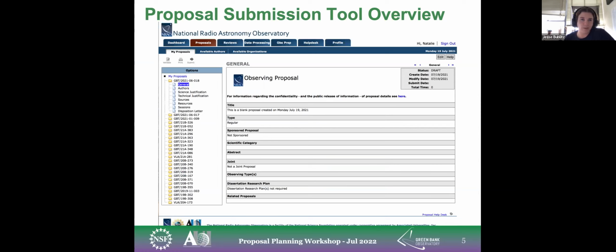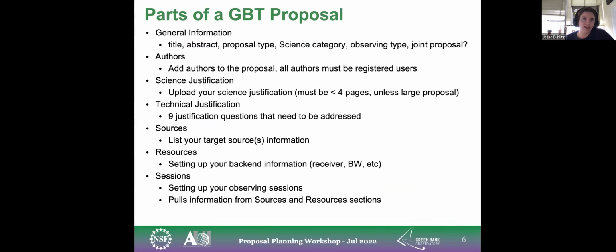So it's broken down, as you can see on the left-hand column, into several different sections. There's general, authors, sections for the science and the technical justifications, and then the setup of your sources, your resources, and your sessions. And we'll actually be looking in real time at a proposal in just a moment. So at that point, I can go through all of these details for you. But generally speaking, these are the components that you need to have in a proposal.